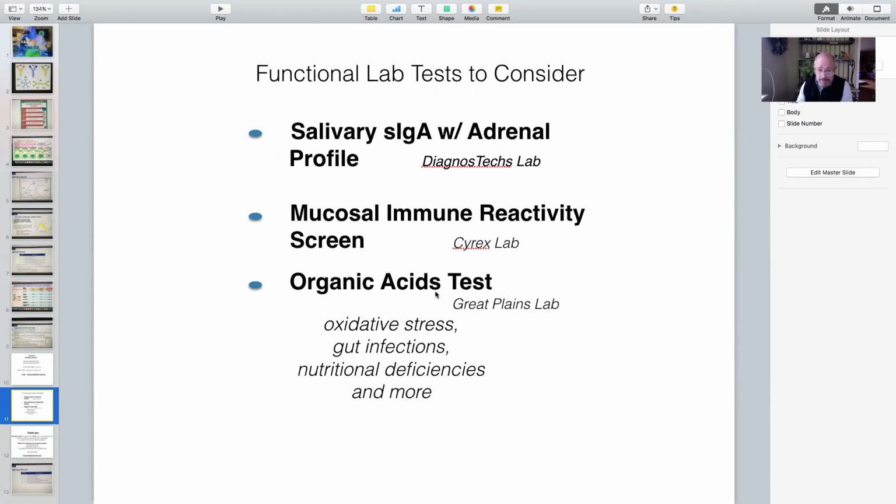Organic acid testing is a urinary test. It's a wonderful test. Here again, we look at markers like oxidative stress, so we can be more specific on nutritional needs, gut infections, ruling out infections in the gut, which weakens your immune system, nutritional deficiencies, and more. So it's a wonderful test.